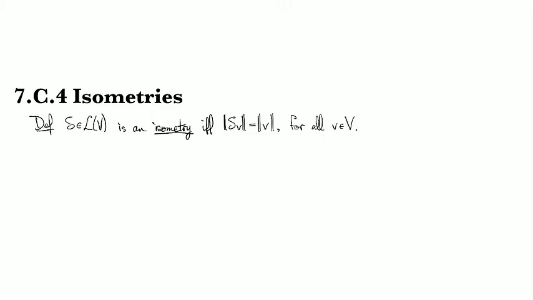Next we're going to look at the important idea of an isometry. An isometry is an operator that has the property that it does not change the length of any vector. So if we take the input vector v and look at its norm, and we take the output vector Sv and look at its norm, they're the same.